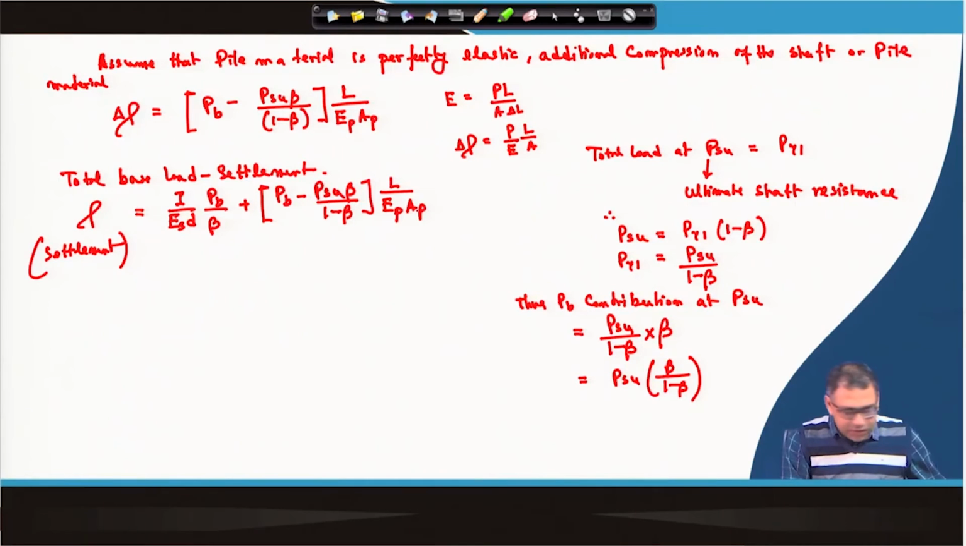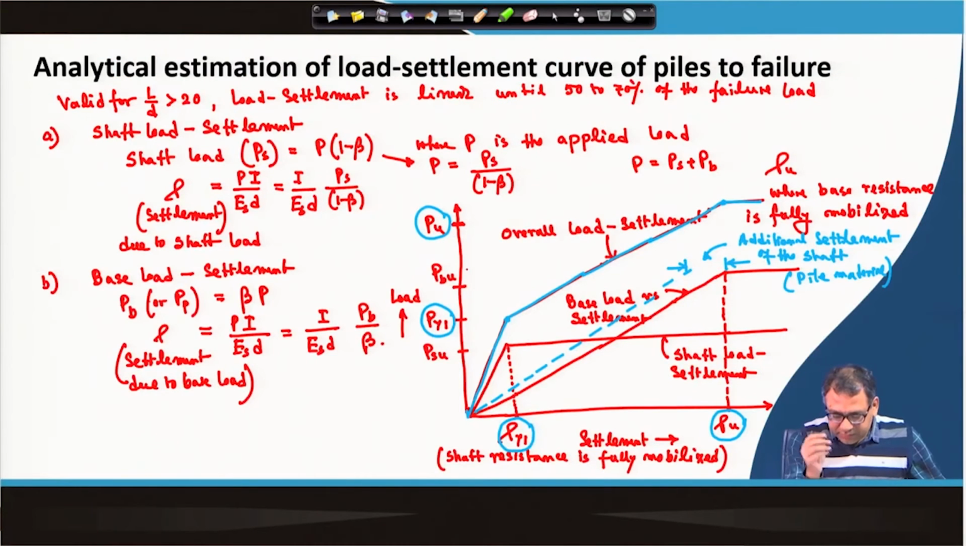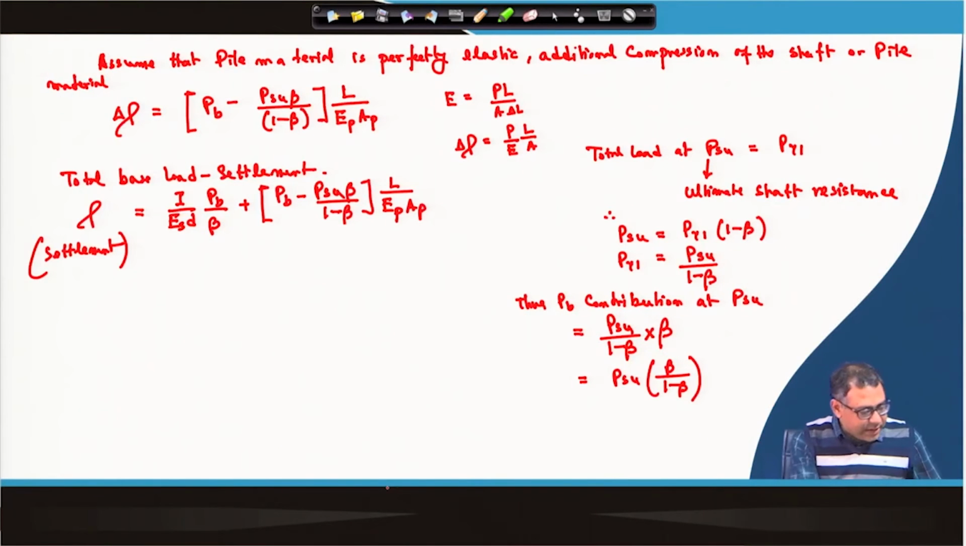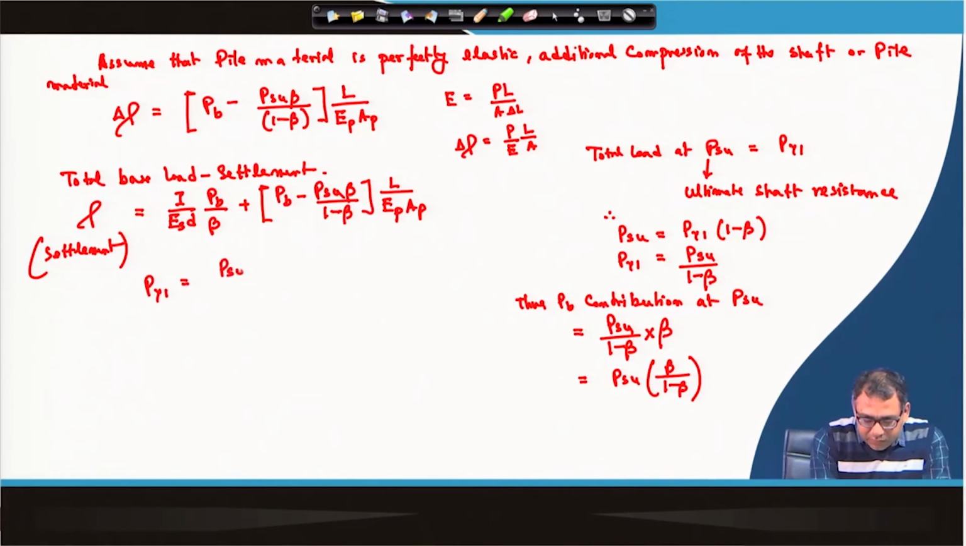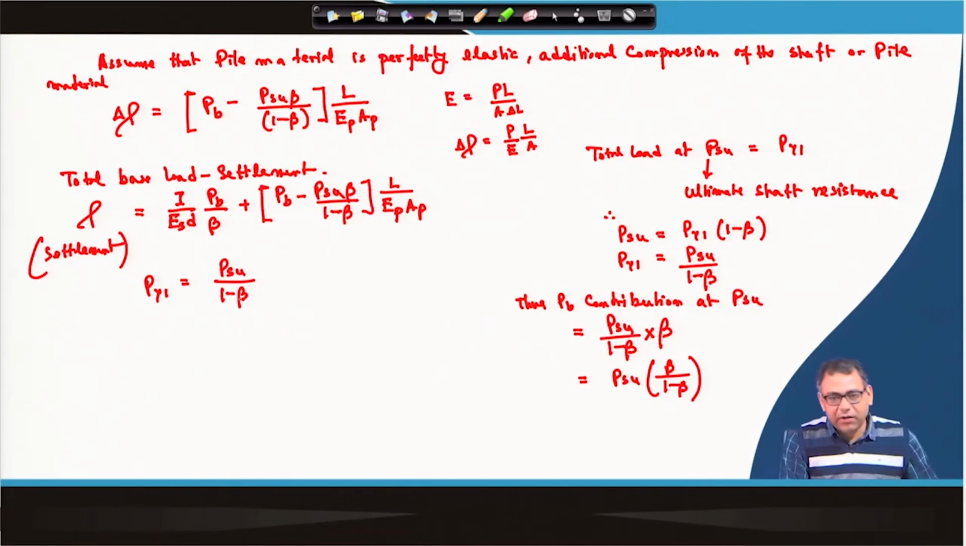Okay, so now as I mentioned, we have to determine these 4 quantities. Now Py1 we can write this way: Py1 is equal to Psu divided by 1 minus beta. Beta I have discussed how I will get by elastic analysis. Psu I will calculate, this is the total shaft resistance, by using the static equations that I have discussed. So, I will get the Py1.